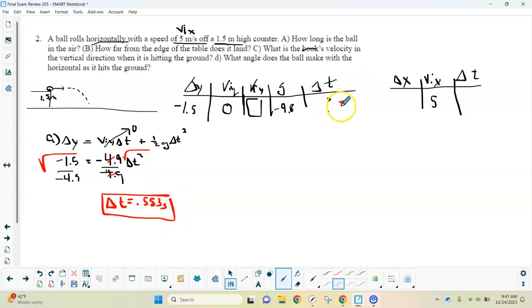So that can go in here. It can also go in here because it's the same time. So it's falling as it's moving horizontally. It's not going up and coming back down. So that's our total time.